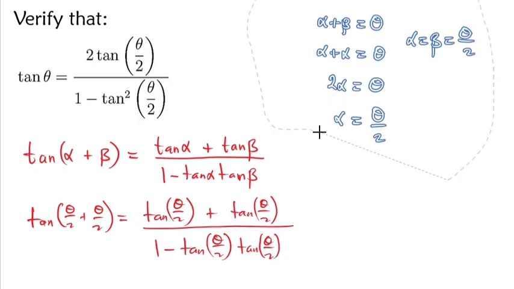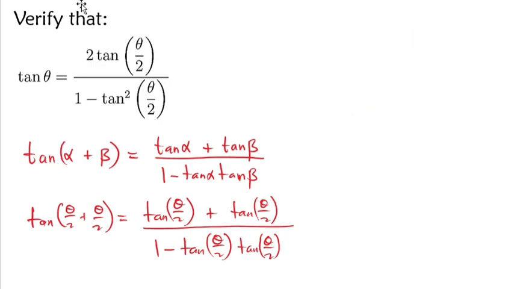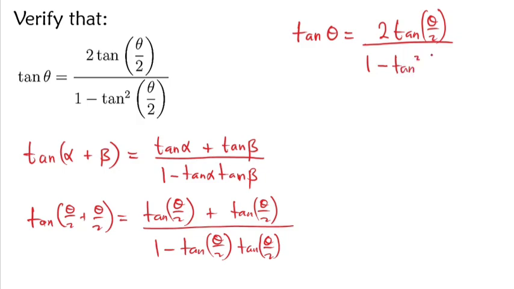Now theta over 2 plus theta over 2 is just theta, because that's as good as saying half plus half. So tan of half plus half, we remain with theta. Tan theta over 2 plus tan theta over 2 is 2 tan theta over 2, divided by 1 minus tan theta over 2 times tan theta over 2, which is tan squared theta over 2. So there we have it.